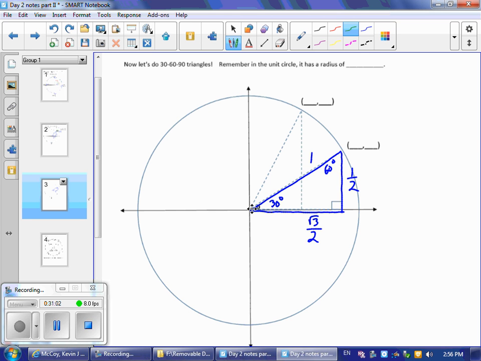So my x direction, the x value was square root of 3 over 2. The y value in the y direction is 1/2. So that point, when you have a 30-degree angle from the center, makes square root of 3 over 2, comma, 1/2.